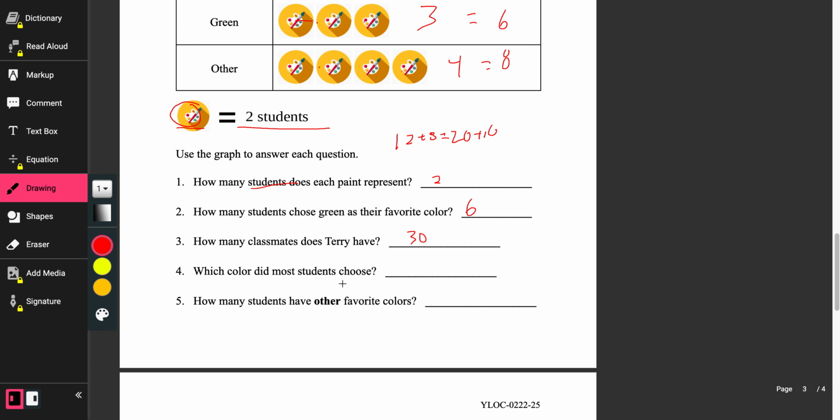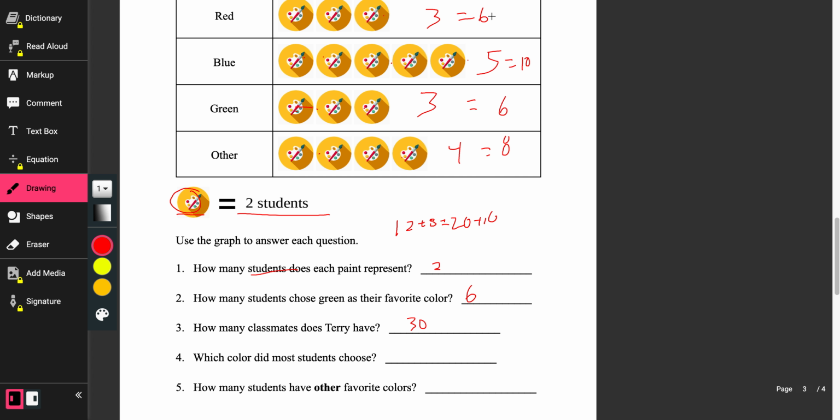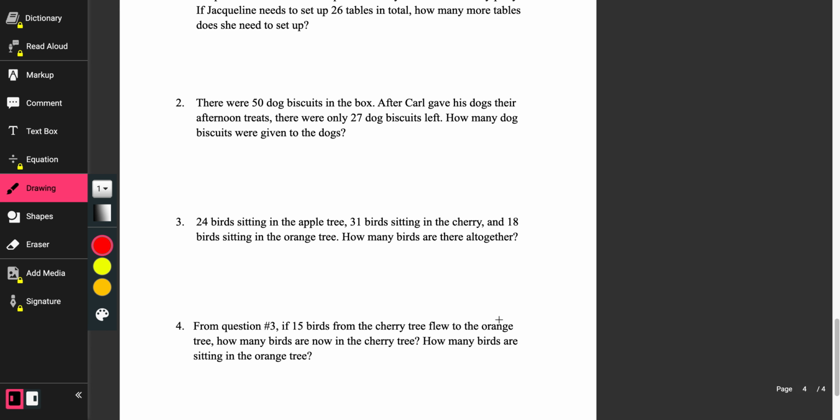So it says, which color did most students choose? So let's see. 6 and blue, red and blue. Let's see. 10 is greater than 6, so blue is still blue. So blue is greater. Then let's do blue and green. 10 blue is still greater because 10 is over 6, and 10 blue and the others. So yeah, blue would be the color most students have chosen.